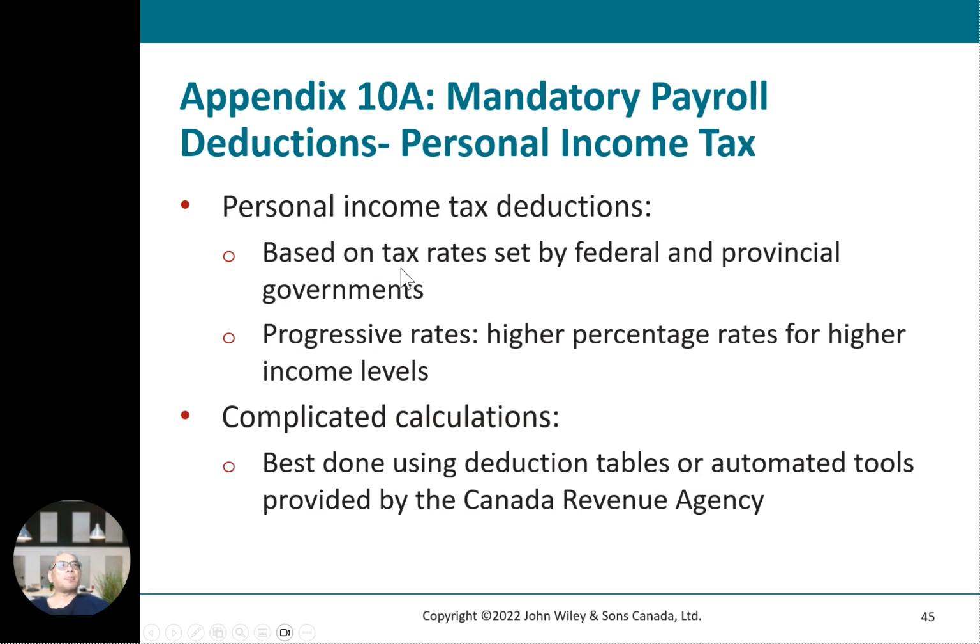Personal income tax deductions are based on a tax rate set by the federal and provincial governments. It has a progressive rate: the higher the income level, the higher the percentage rate. It ranges from 20 to 45%, depending on who is in government. If it is Liberal or NDP, they are more likely to have a higher tax rate. If it is Conservatives, they most likely have lower tax bracket rates. So it always varies yearly. Check with the CRA textbook and guidelines. The calculation is complicated, based on deduction tables and automated tools provided by the CRA.